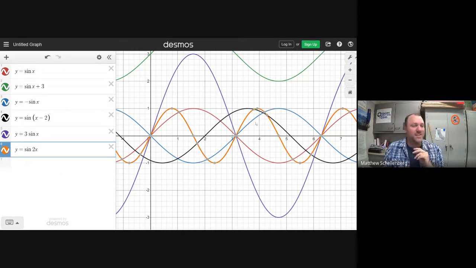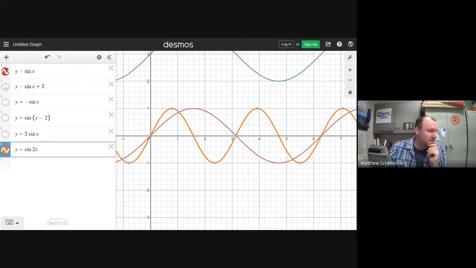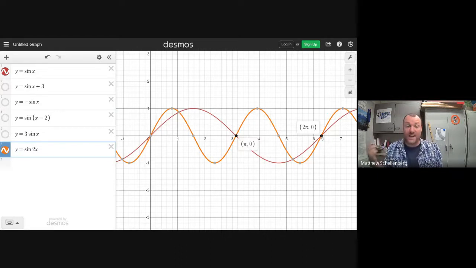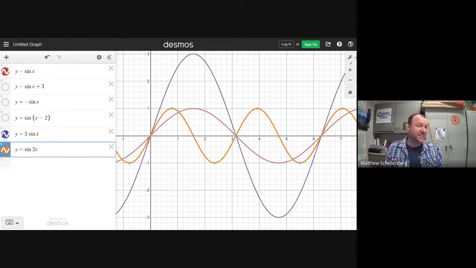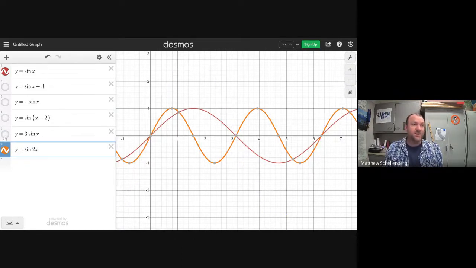And so if you look at sine of 2x, if we can just ignore the other ones, let's look at this one and the red one. What the red one takes 2 pi to do, by the time we get to 2 pi comma 0, the orange has already been through 2 whole cycles, whereas the red one just finished 1 cycle. So it's not changing the amplitude like the purple one. The amplitude is still the same, but it's just going through its cycle faster.